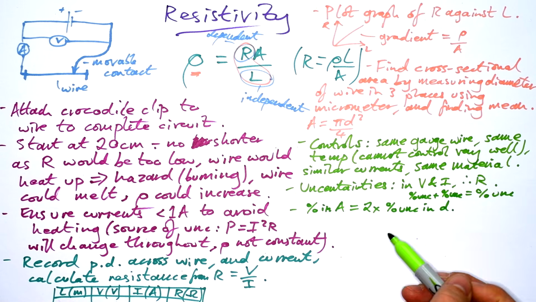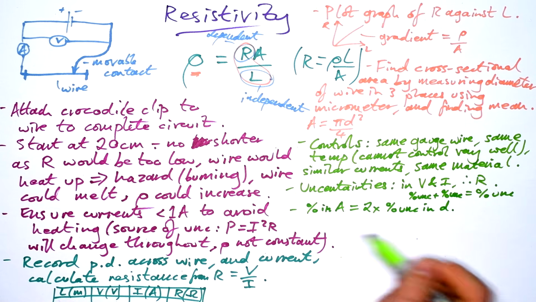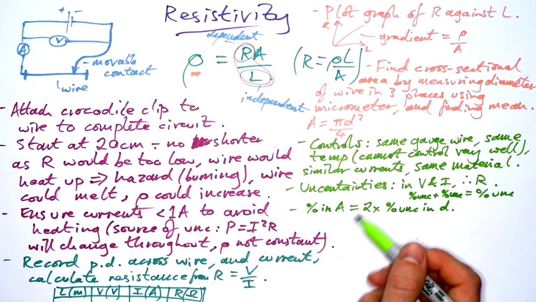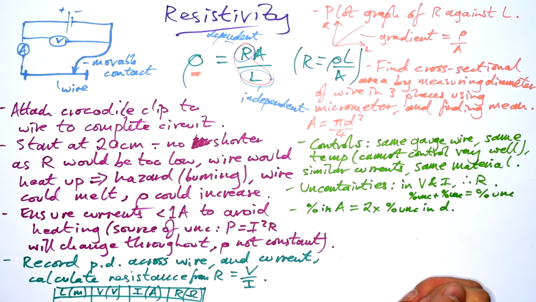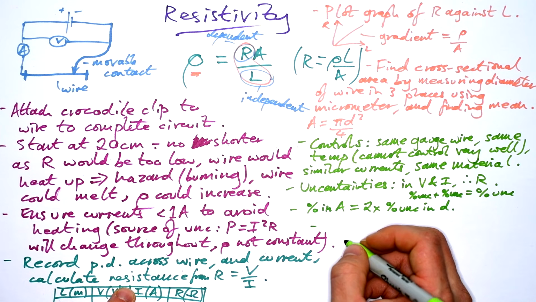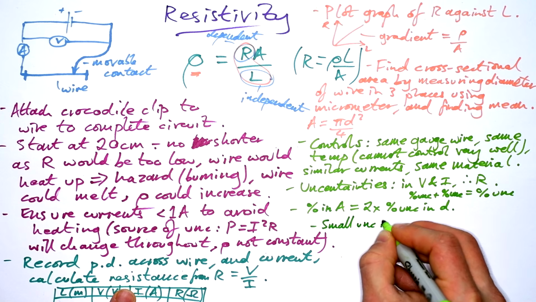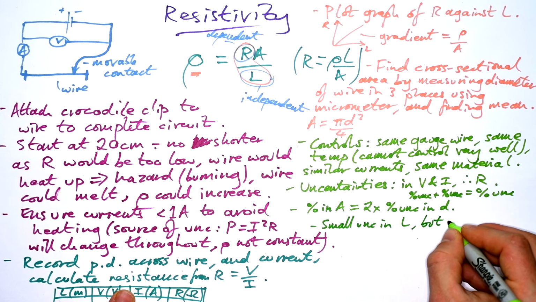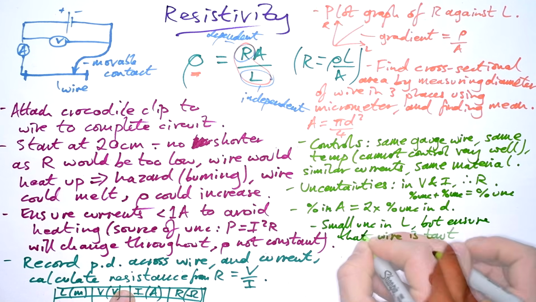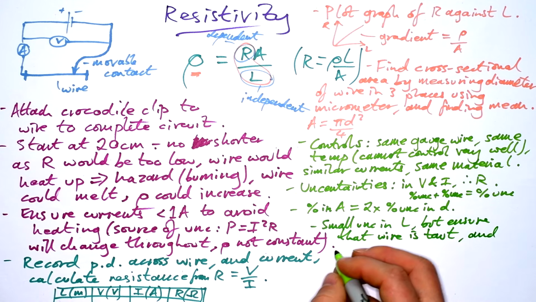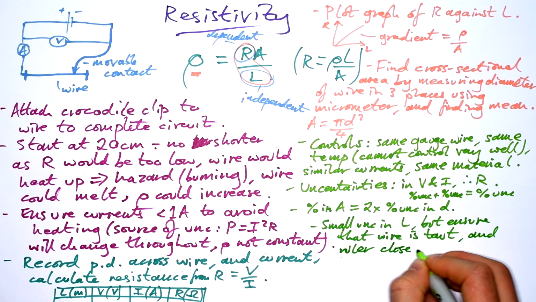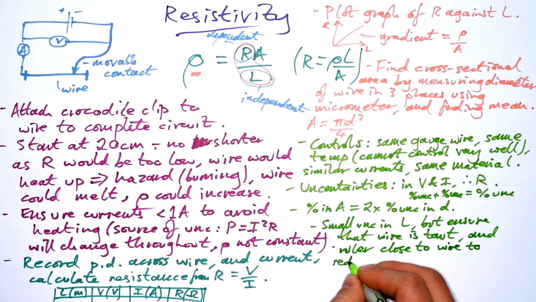All of these, the PD, the current, and the diameter, the uncertainty is just going to be due to the resolution of the voltmeter, ammeter, and micrometer that you're using. Because the resolution of your ruler is probably going to be like a millimeter, there's going to be a small uncertainty in L, but we must ensure that the wire is taut, otherwise it's going to be longer than you measure, and the ruler is going to be close to the wire to reduce parallax error.